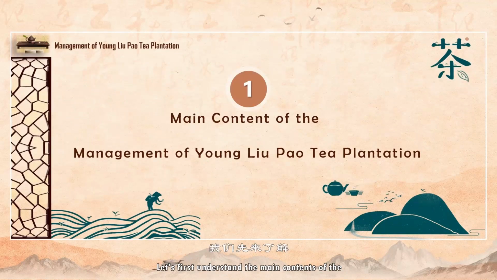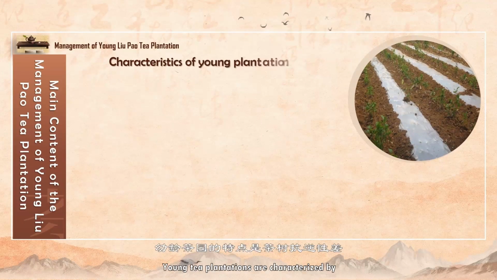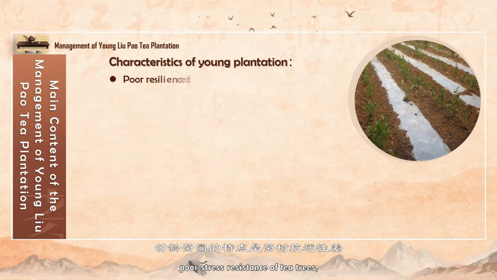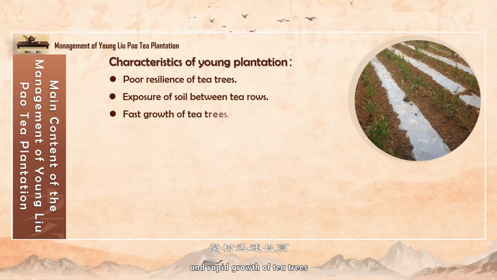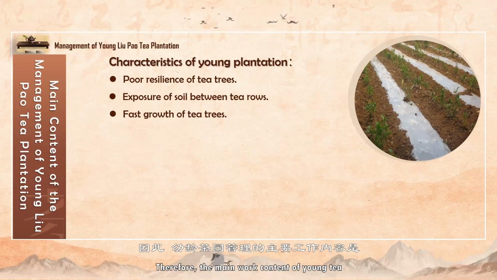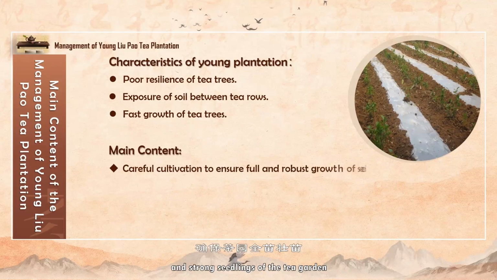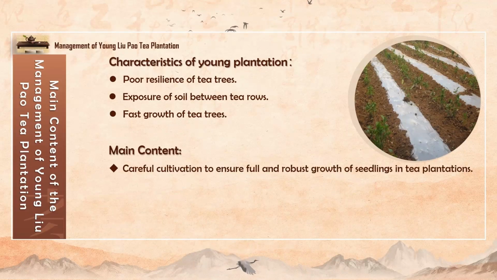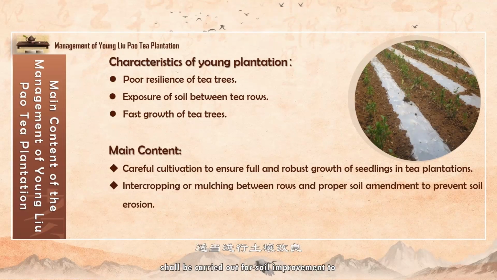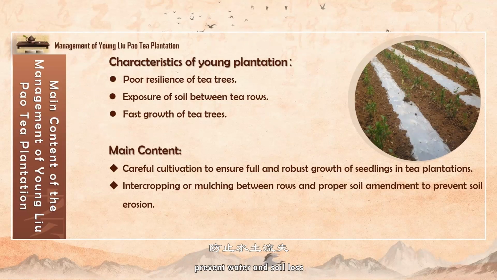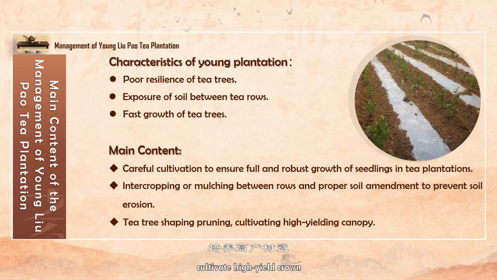Let's first understand the main contents of the management of Liu Pao Tea Yang Tea Garden. Young tea plantations are characterized by poor stress resistance of tea trees, bare soil between tea rows, and rapid growth of tea trees. Therefore, the main work content of young tea garden management is: 1. Carefully cultivate and ensure the full and strong seedlings of the tea garden. 2. Proper sitting or covering between rows shall be carried out for soil improvement to prevent water and soil loss. 3. Shaping and pruning tea trees to cultivate high-yield crown.